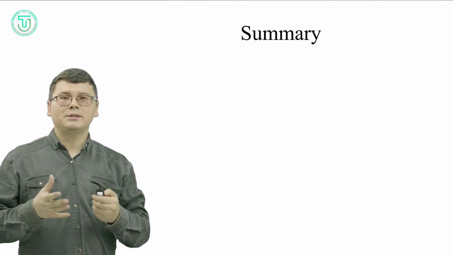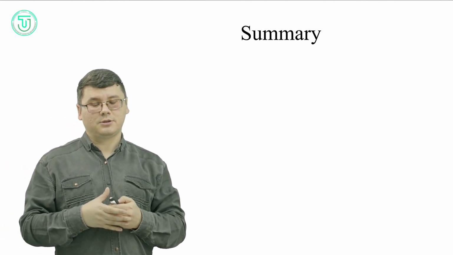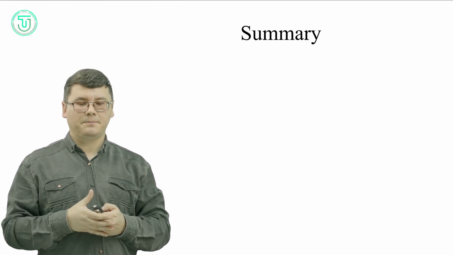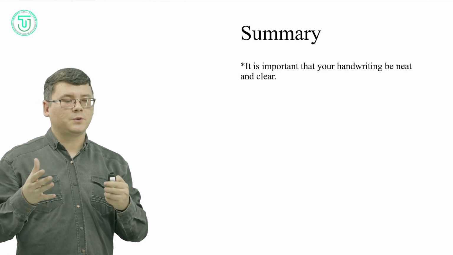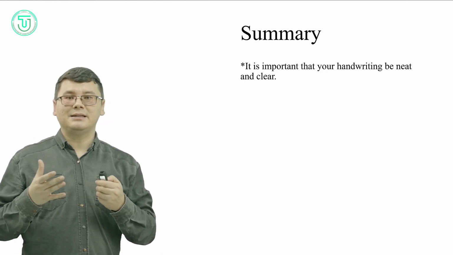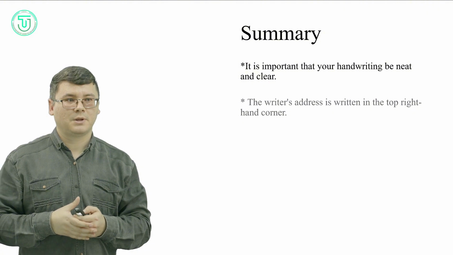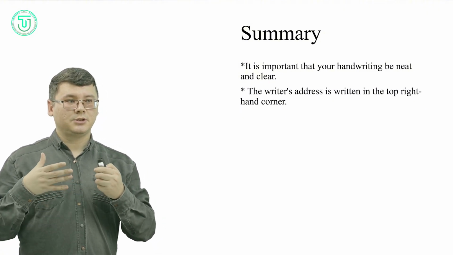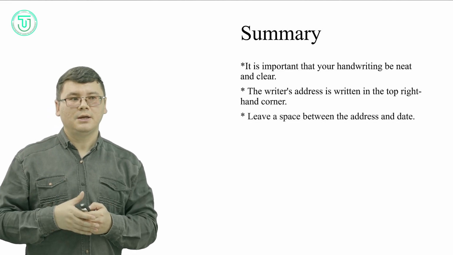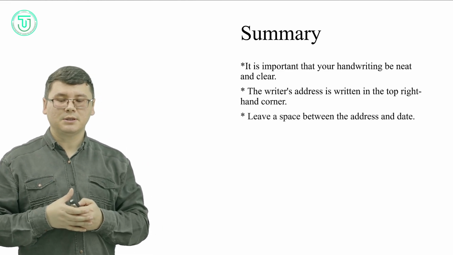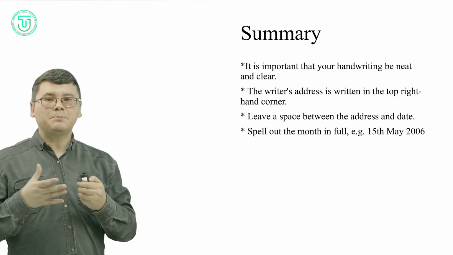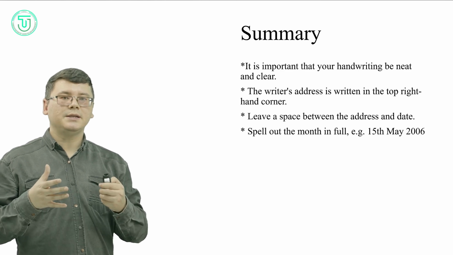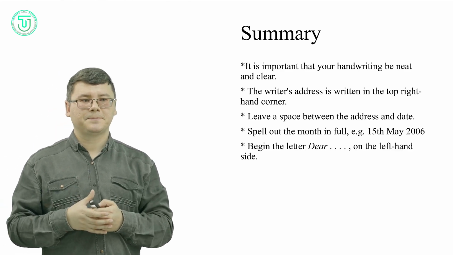So we have talked about three types of letters. Let's summarize all of them. It's important that your handwriting be neat and clear. The writer's address is written on the top right hand corner. Leave space between the address and the date. Spell out the months in full, for instance, 15th of May 2006.